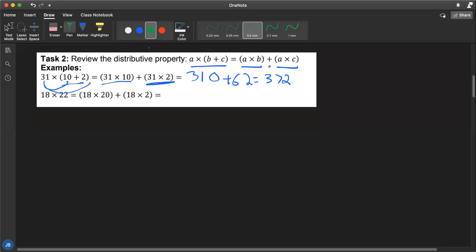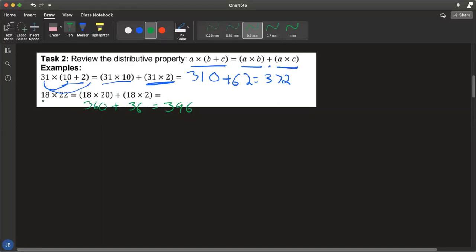Brian, why don't you do the second one? It looks like your thumbs up. So 18 times 22 equals 18 times 20 plus 18 times 2. Perfect. 18 times 20 equals 360 plus 18 times 2, which is 36, which equals 396. And is that what everybody else got? Perfect. And does everybody see where we got the 20 and 2 from?